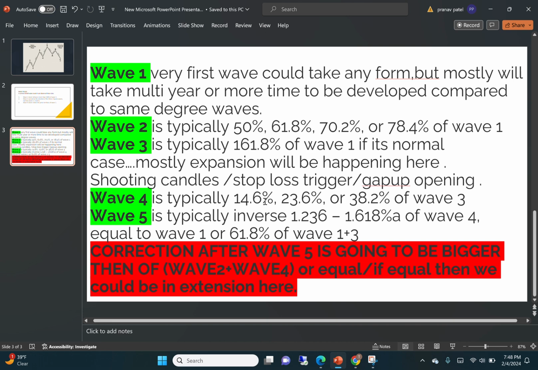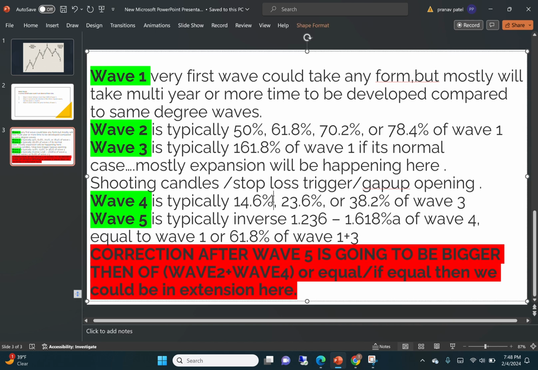Wave 4 comes after wave 3. They are saying wave 3 is basically the strongest wave of any wave, so you should not be expecting more correction. But in normal scenarios, I've seen corrections happening mostly up to 23 to 50%, and still it's a wave 3.